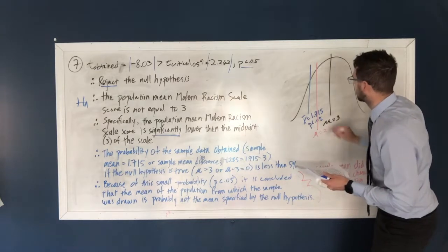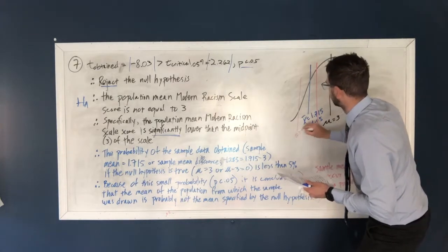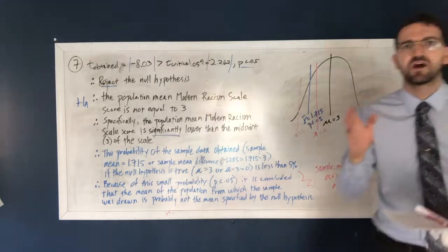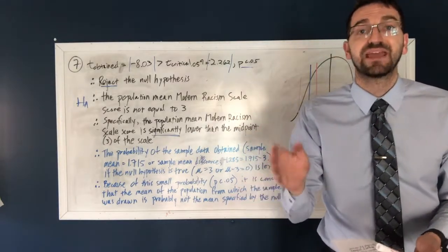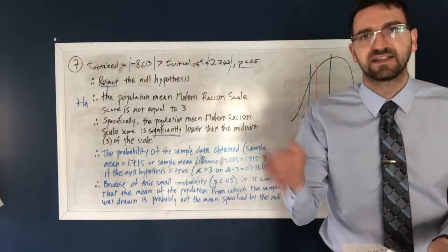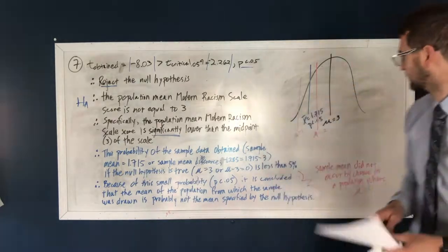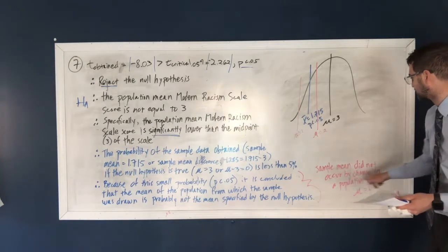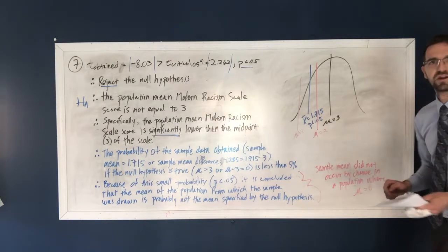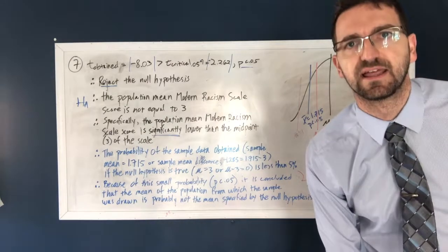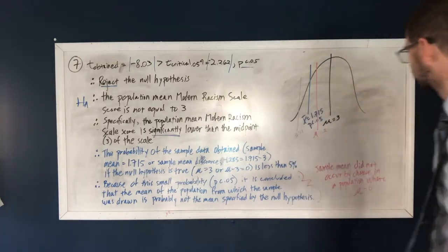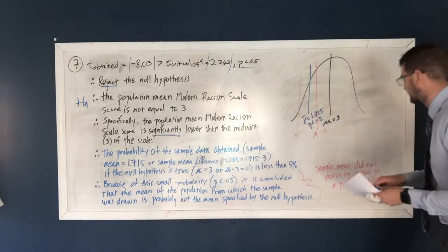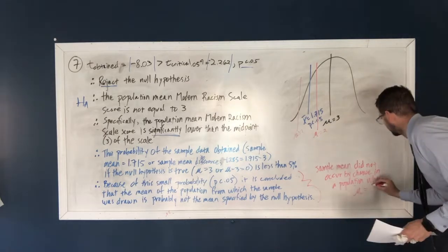It might actually be mu equals 2 or mu equals 1. We'll never know, but we know based on probability that it's probably not 3. Okay. Sample mean did not occur by chance in a population where the population mean equals, oops, shouldn't say 0, it should say 3.